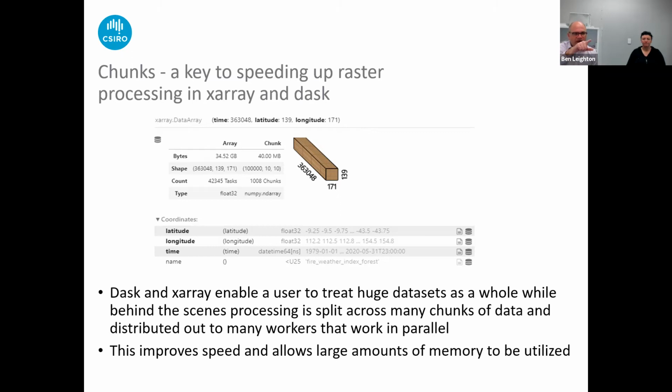And you can see it's being divided up into lots of little chunks, which is great because if you're doing independent processing on pixels, then you can process those all independently and distribute them out. So it's an embarrassingly parallel problem. Dask is fantastic for this. It improves speed and allows lots of memory to be utilized.